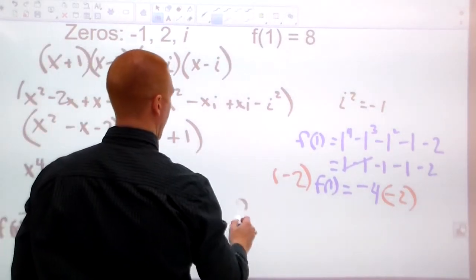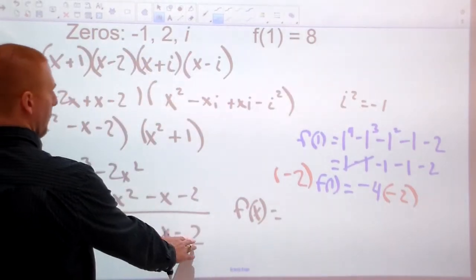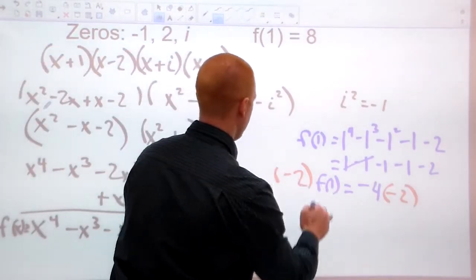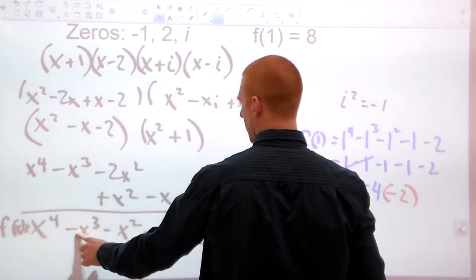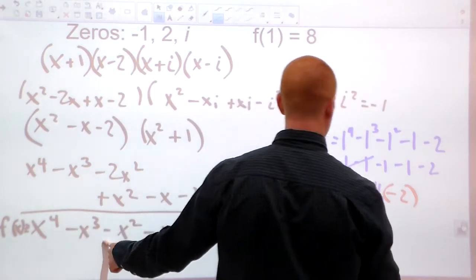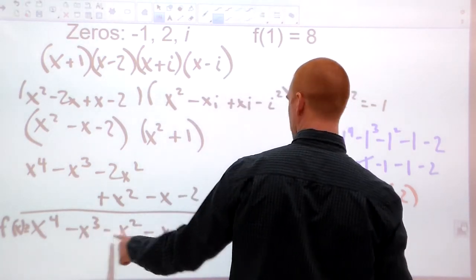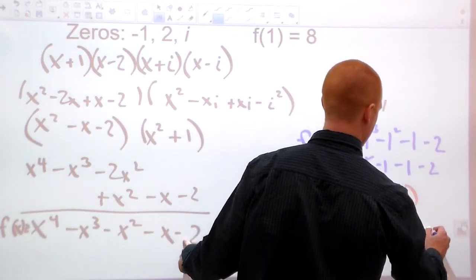So that's what we're going to do. F of x, your new function. Take the function that we came up with. We're going to multiply all of it by negative 2. So we're going to get negative 2x to the 4th, positive 2x cubed, positive 2x squared, positive 2x, and then finally positive 4.